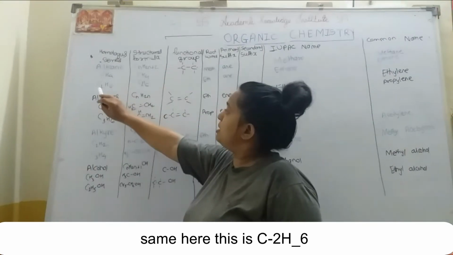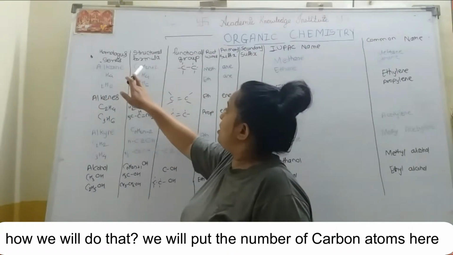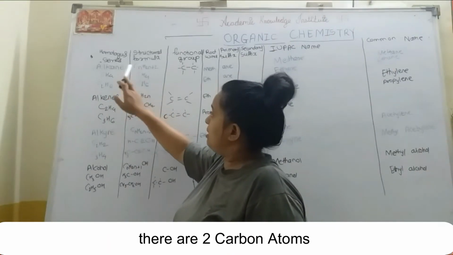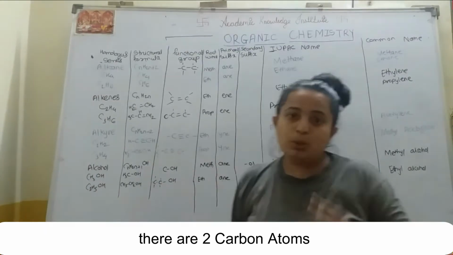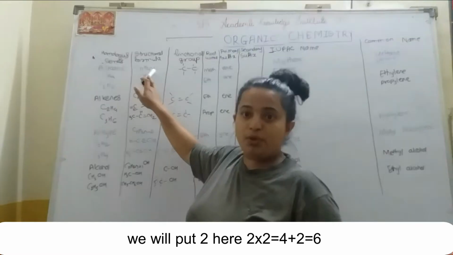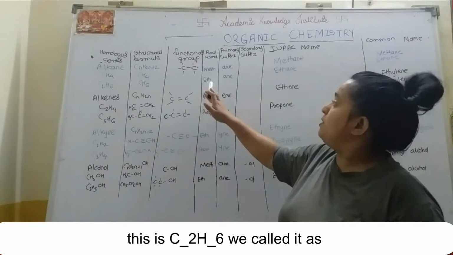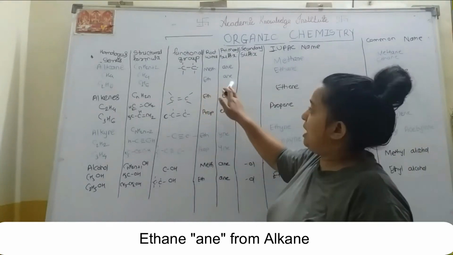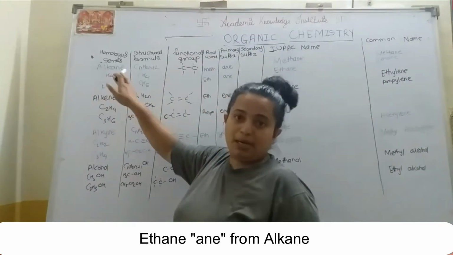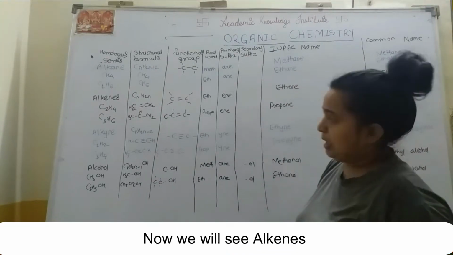Same here, this is C2H6. How will we do that? We put the number of carbon atoms here; there are 2 carbon atoms, so this 2 will be here. So 2 into 2 is 4, 4 plus 2 is 6. So that's why it will be C2H6. We know it as eth. So with ane, the primary suffix of alkane, it becomes ethane.